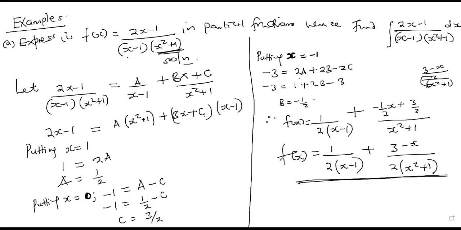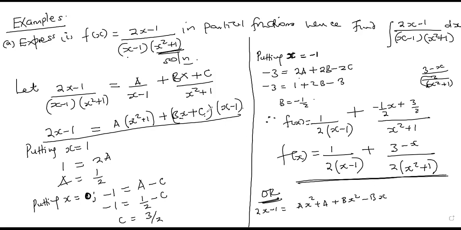So what you do after reaching here, just expand this so that you have your 2x minus 1 equals to ax squared plus a plus bx squared minus bx plus cx minus c.